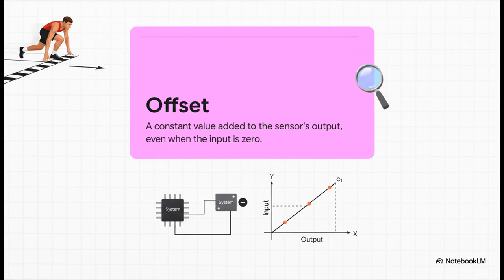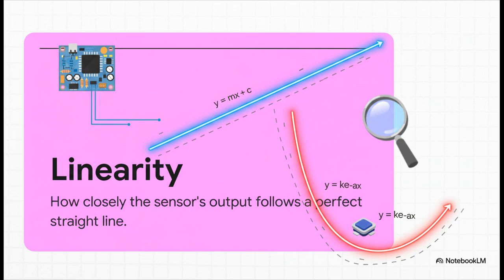real, true reading. And finally, let's talk about linearity. This is all about how closely that sensor's output follows a perfect, predictable straight line. For something like a medical thermometer, you need it to be perfectly linear, right? You want 37 degrees and 38 degrees to be measured with the exact same accuracy.